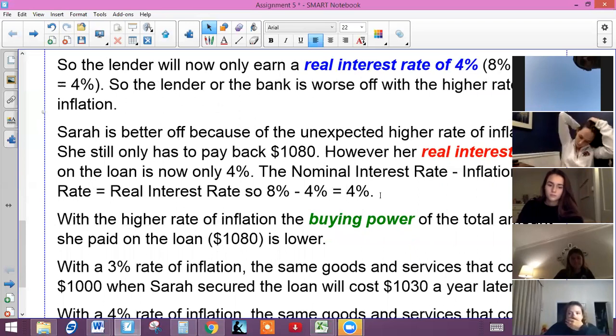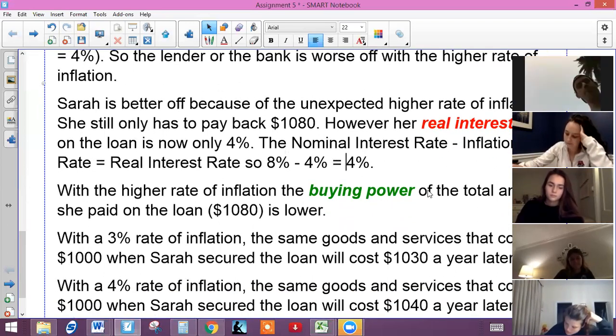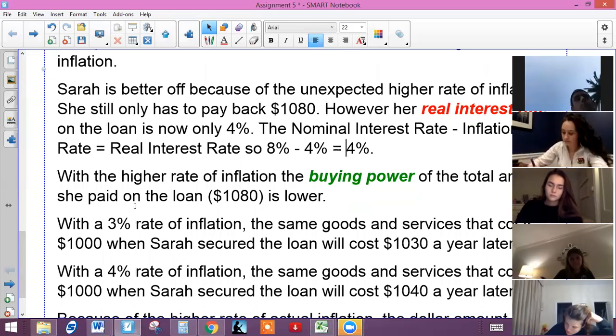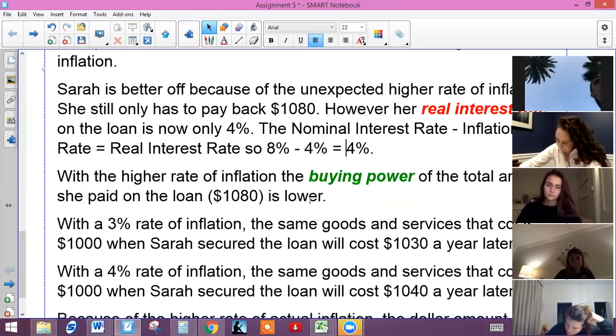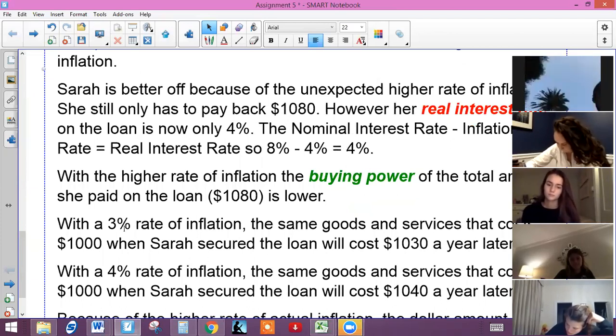So the higher inflation is going to help the borrower and hurt the lender. So with a higher rate of inflation, the buying power of the total amount that she pays back on the loan is lower. So the bank is actually getting back less real dollars, less buying power than they would have if inflation had been the expected rate of 3%.